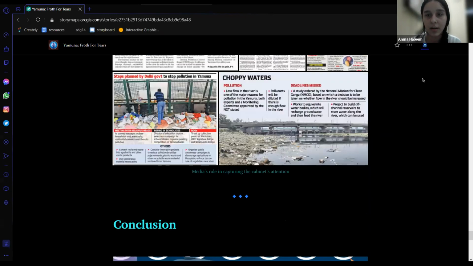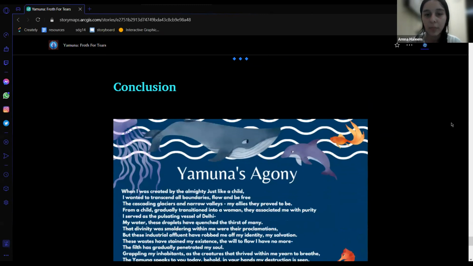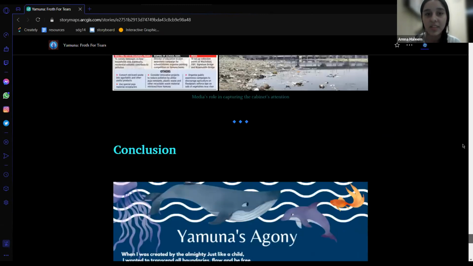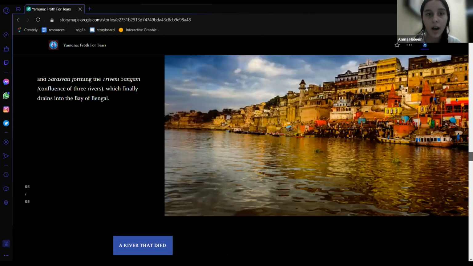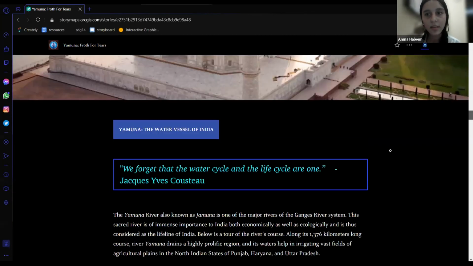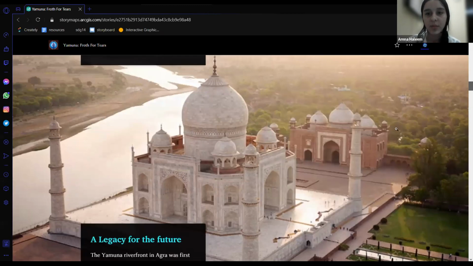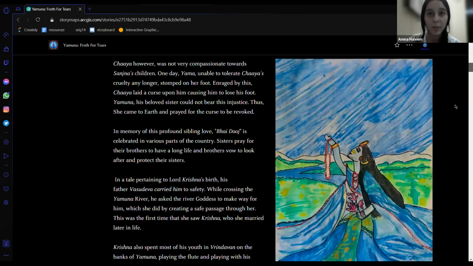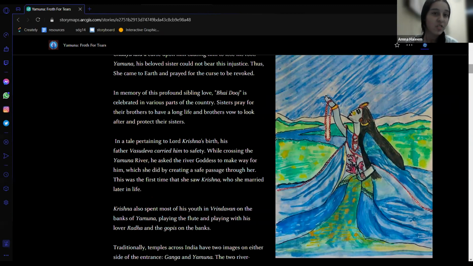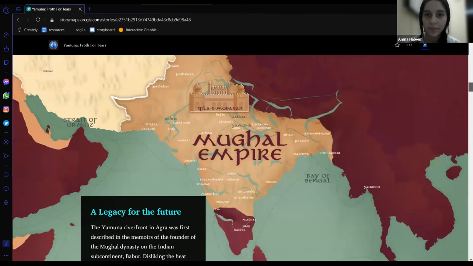If you could scroll up, we've also added a few pieces of art which were drawn by our teammates. This is a depiction of Yamuna as a goddess. So we mentioned Yamuna in Indian mythology as well, and it is a river that is said to be extremely pure. It symbolizes purity, it symbolizes divinity. So we have mentioned how it has now gone from divine to devalued. And can you show the next artwork as well?